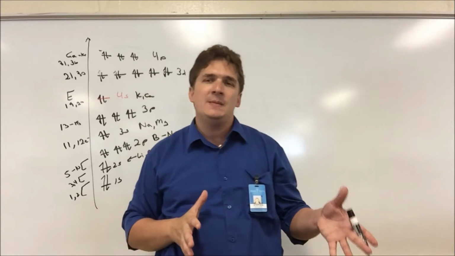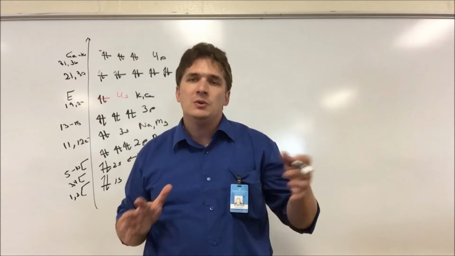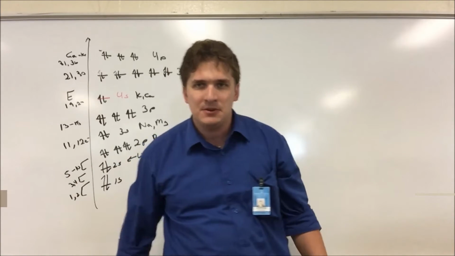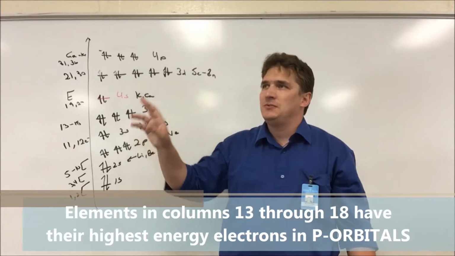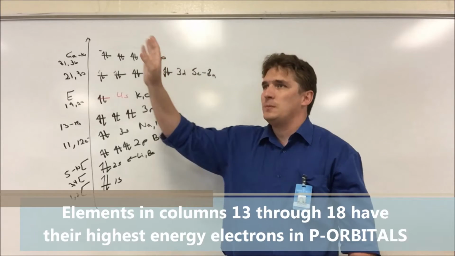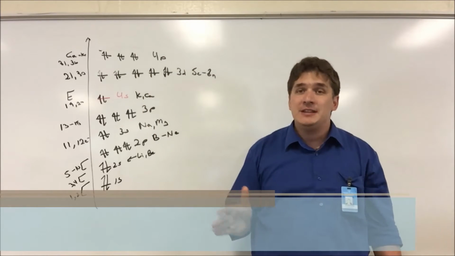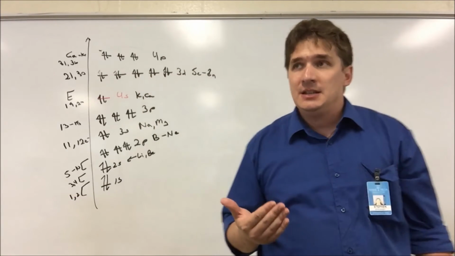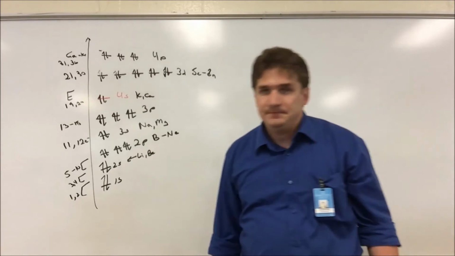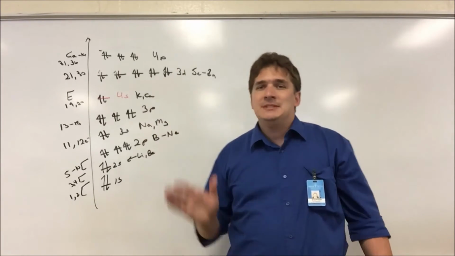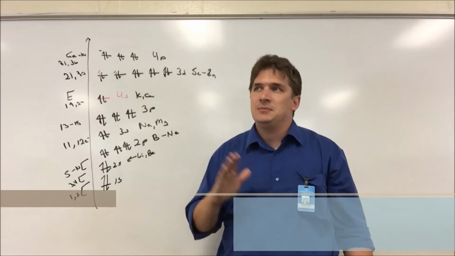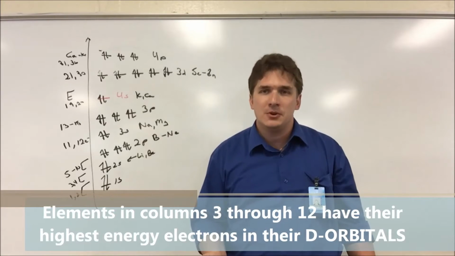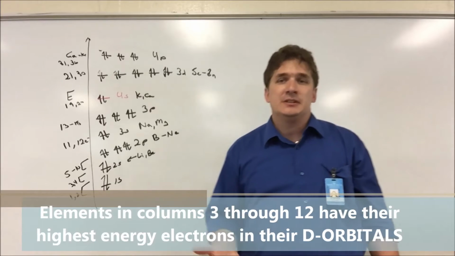When we are dealing with elements that are filling up their p orbitals, we're dealing with the last 6 columns of the periodic table. And we'll always see that's true. We have our 3p's, we're filling up aluminum through argon. We have our 4p's, we're filling up gallium through krypton. 5p's will be indium through xenon. 6p will be thallium through radon. When we start filling up d orbitals, we're in the center of the periodic table. So scandium through zinc, yttrium through silver, and lanthanum through mercury. Those are elements that are filling up their d electrons.